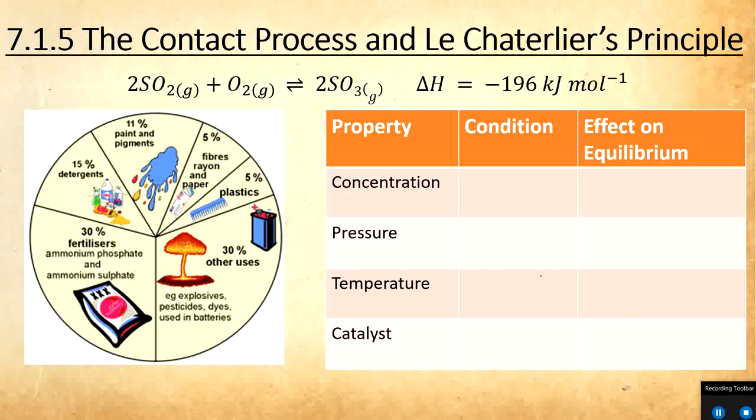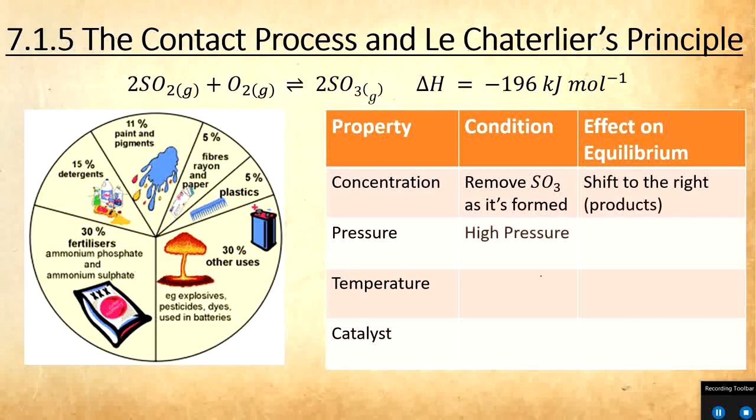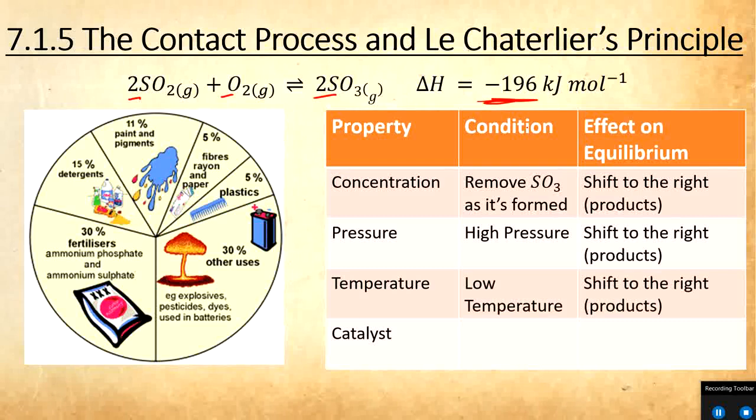So let's take a look at our properties again and see how we can change them to maximize production of sulfuric acid, sulfur trioxide in this step. So first of all, same as the Haber process, we would remove sulfur trioxide as it's formed, pushing it to the right. Pressure, we would use a high pressure because we have 3 moles of gas on the reactant side and 2 on the products. So that would shift it to the right. Temperature, once again, we have an exothermic reaction. Our change in enthalpy here is negative, so we want a low temperature, shifting it to the right. And the catalyst in this case is vanadium(V) oxide.